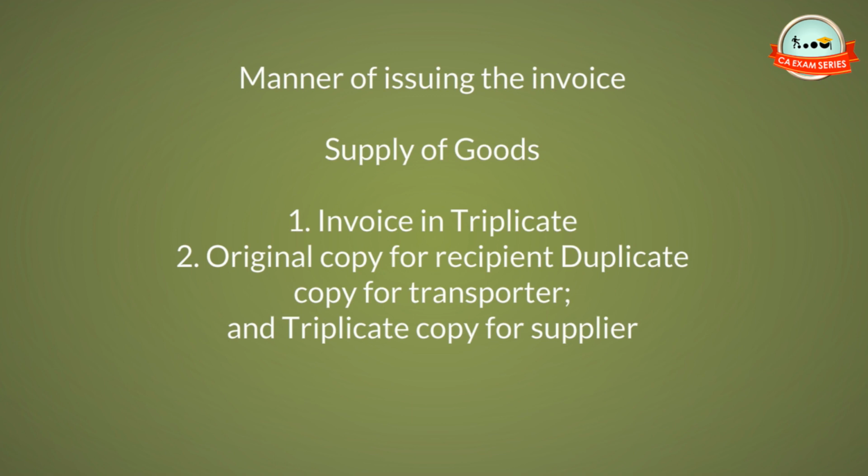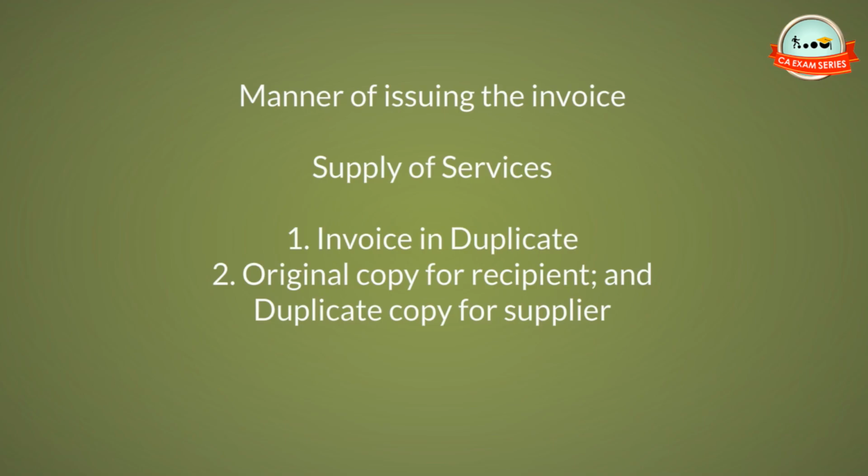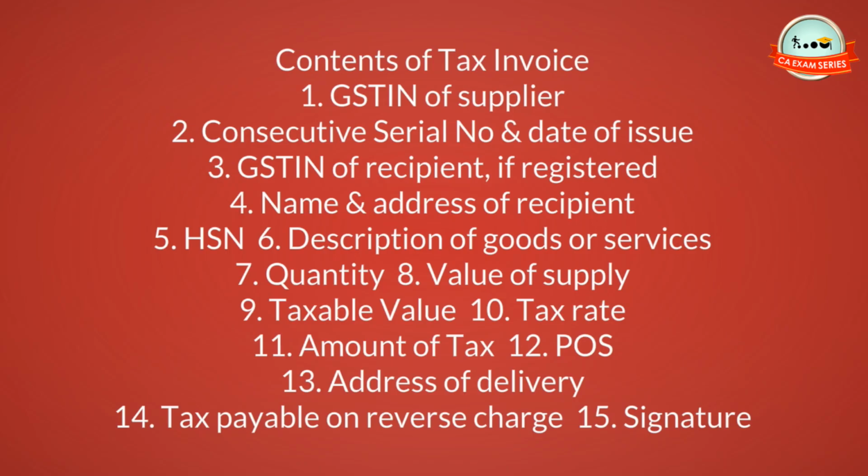Manner of issuing the invoice. Supply of goods: 1. Invoice in triplicate. 2. Original copy for recipient, duplicate copy for transporter, and triplicate copy for supplier. Supply of services: 1. Invoice in duplicate. 2. Original copy for recipient, and duplicate copy for supplier.